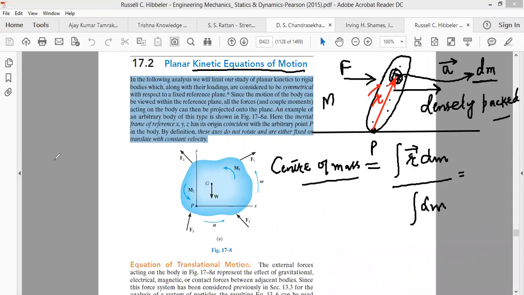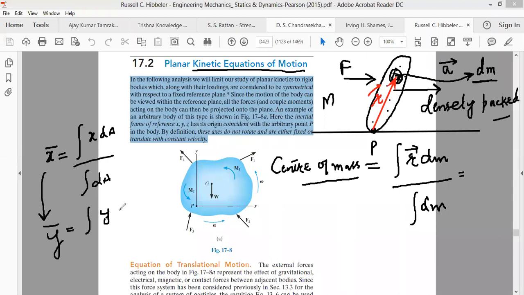Likewise, as you have been given for the centroid, the x coordinate of the centroid, x bar, is the integral of x dA divided by the integral of dA. This is how we define the centroid. And we define the y coordinate of the centroid, y bar, as the integral of y dA divided by the integral of dA. These are the definitions of the x and y coordinates of the centroid of a plane area.